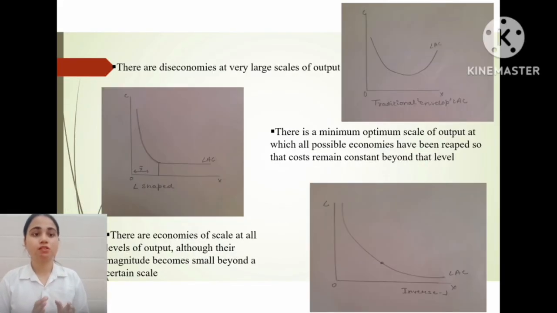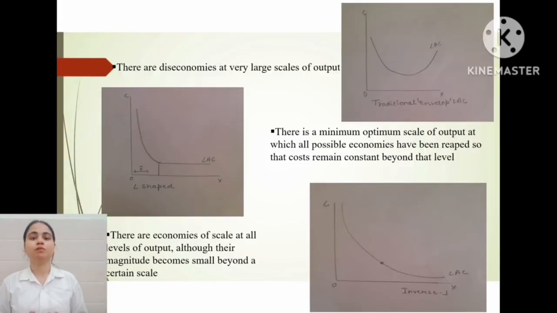The first one shows there are diseconomies at a very large scale of output. We can see the traditional envelope for that. The second shows there is a minimum optimum scale of output at which all possible economies have been reaped, so the cost remains constant beyond that level. The third one says there are economies of scale at all levels of output, although their magnitude becomes small beyond a certain scale. You can see all three graphs on your screen.